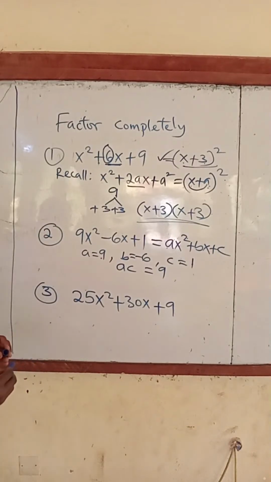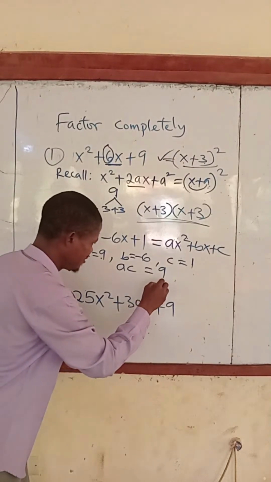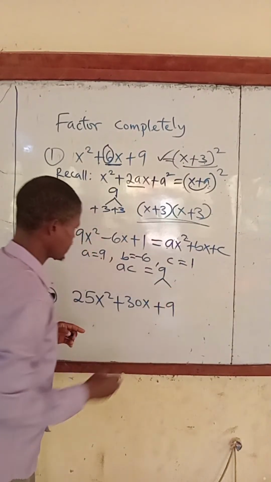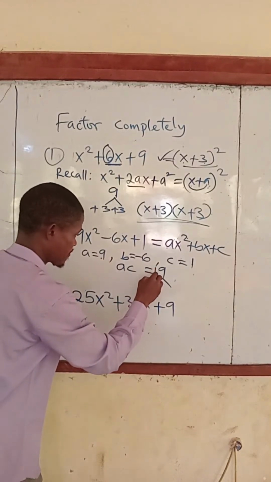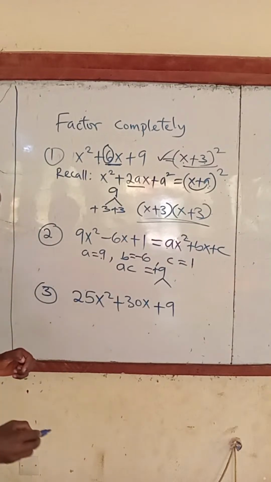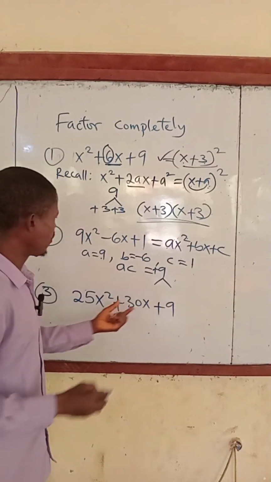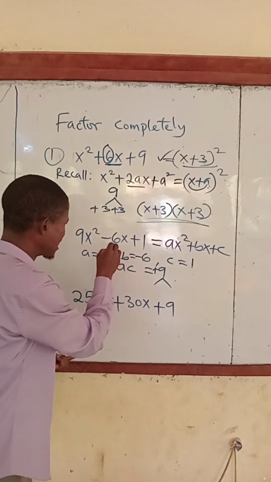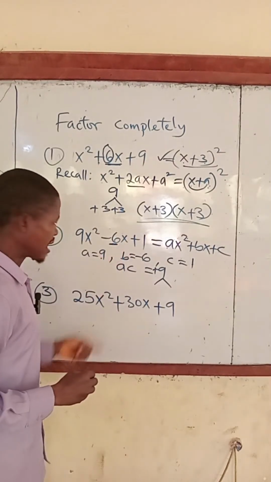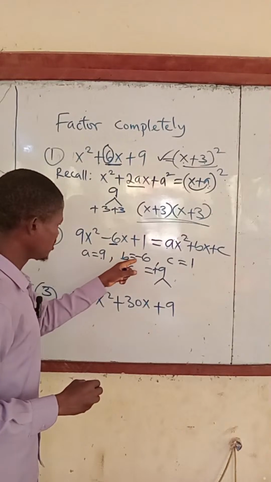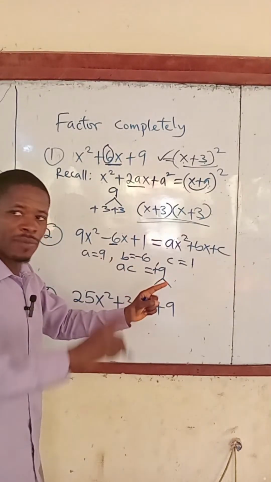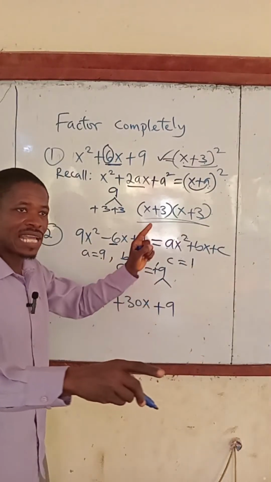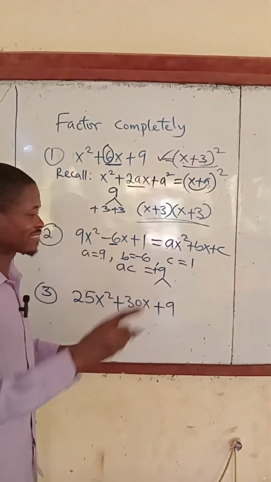So when you do that, we are going to look for 2 factors of 9. This is plus 9. That can give us the b. The b here is minus 6, either by adding or by subtracting.